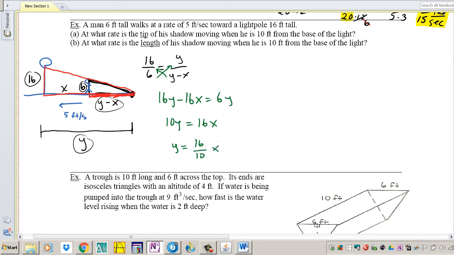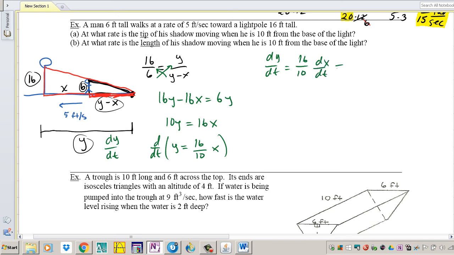Okay, so let's go back to letter A. At what rate is the tip of his shadow moving? Well, since y represents the distance from the pole to the tip of his shadow, then the change of that would be dy/dt. So we need to find dy/dt. How do we find dy/dt given y? Take the derivative with respect to time, and you get dy/dt is equal to 16 over 10 dx/dt.